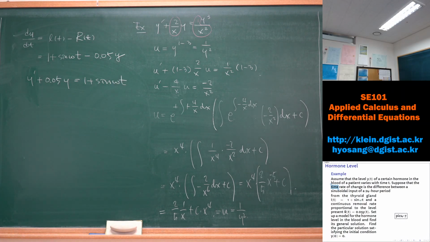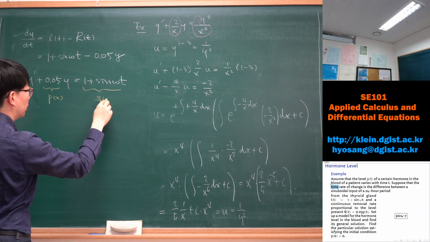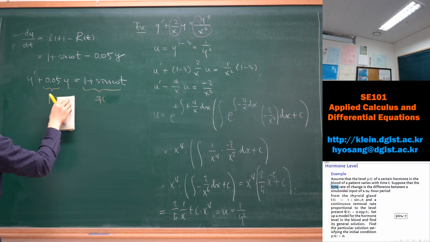Now, if there's no ambiguity about the independent variable, because we already know that this measures time, and we're going to take the derivative in terms of time t, we're going to omit dt in the equation. And you see this is a linear differential equation, a first order linear differential equation. P is 0.05 and Q is this part. So Q(t) and P(t).